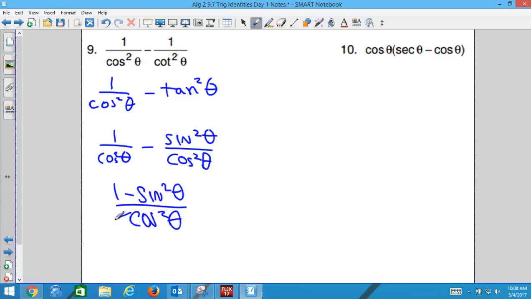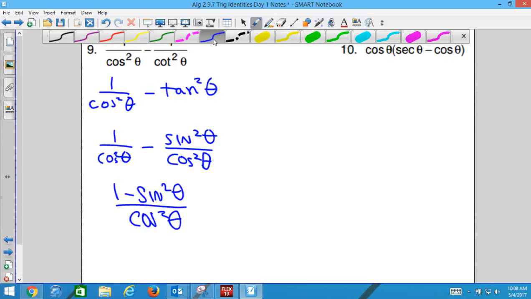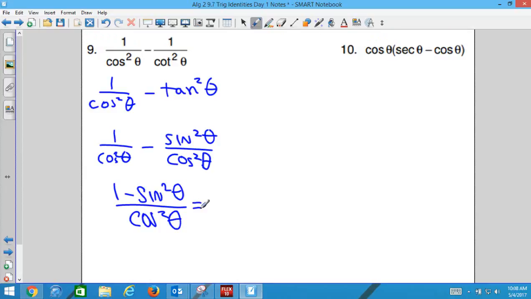1. Yeah. Remember with identities though, they're like doing proofs where you have to show every step. So you can't go from that to 1. You have to show going from here to cosine squared theta over cosine squared theta. Then you can say that's 1.